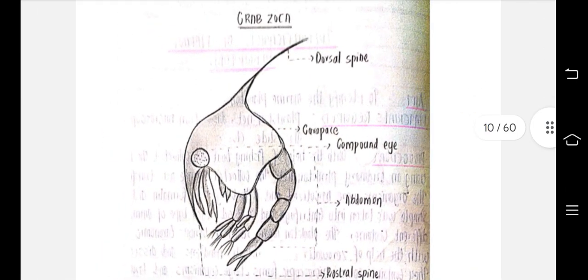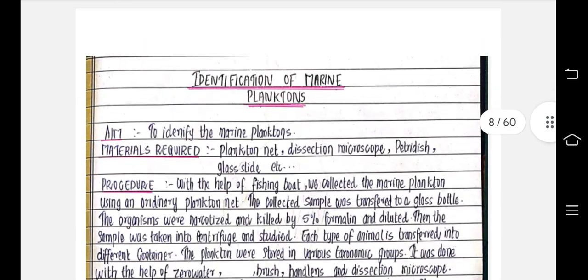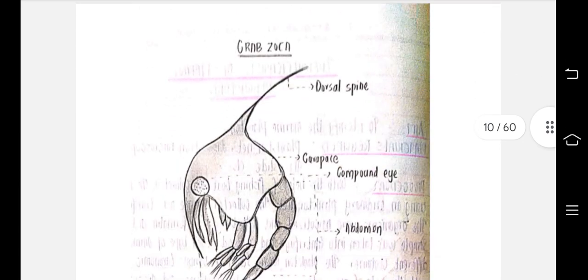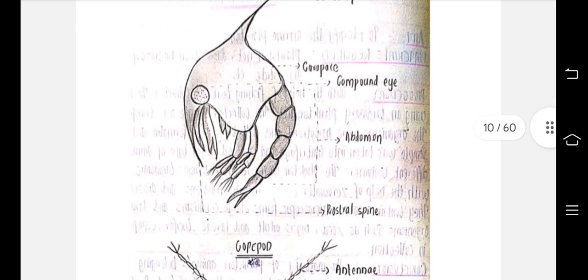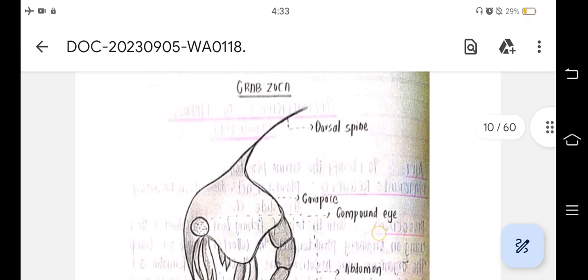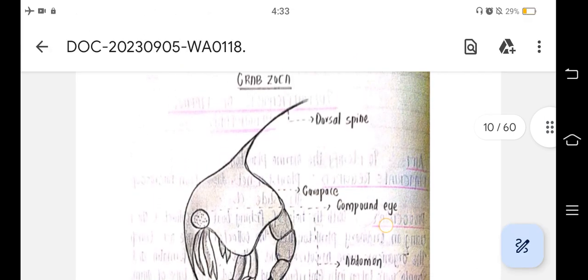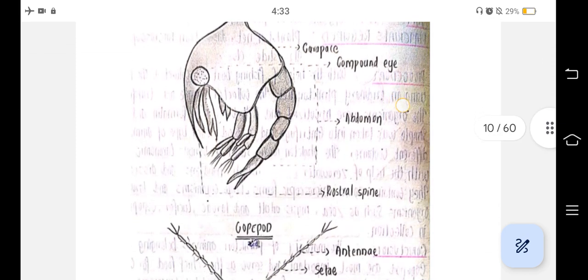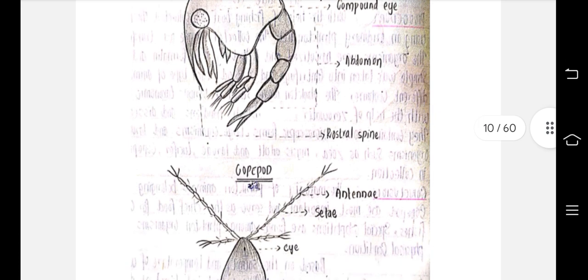Crab zoea: dorsal spine, carapace, compound eye. In the case of crab zoea, dorsal spine, carapace, compound eye and abdomen can be seen. Some rostral spine is also there.